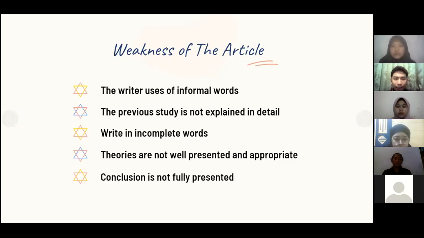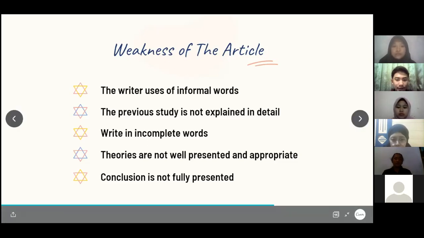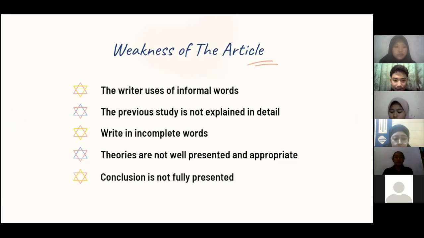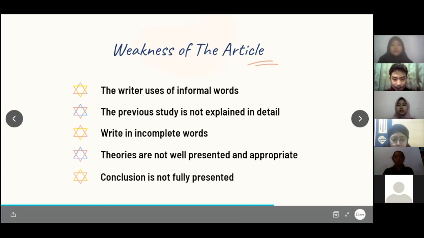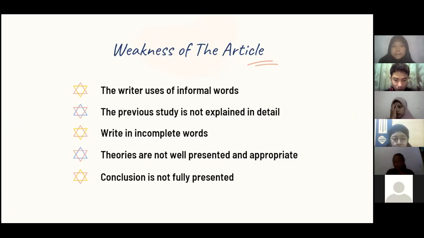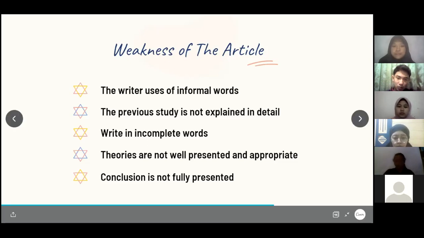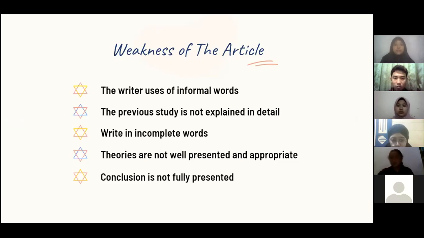And the second weakness is the previous study is not explained in detail. Previous research is not written by the researcher in detail, and we cannot get the full information. The third is writing in incomplete words. The writer mentioned the gaps between her study and the previous one, but she doesn't explain it well and clearly. And number 4 is theories are not well presented and inappropriate.